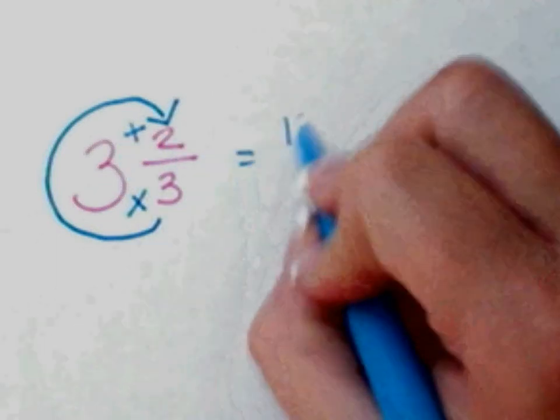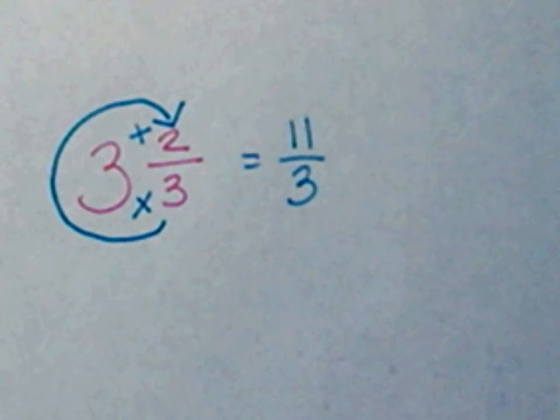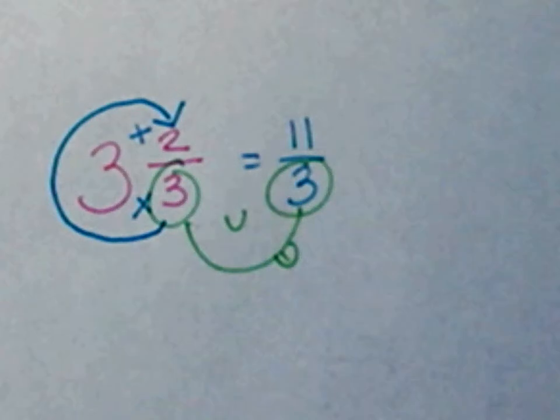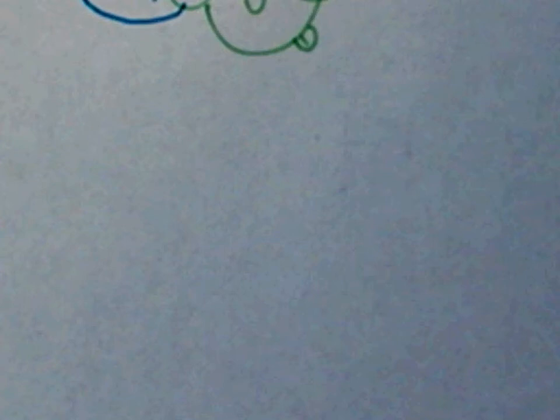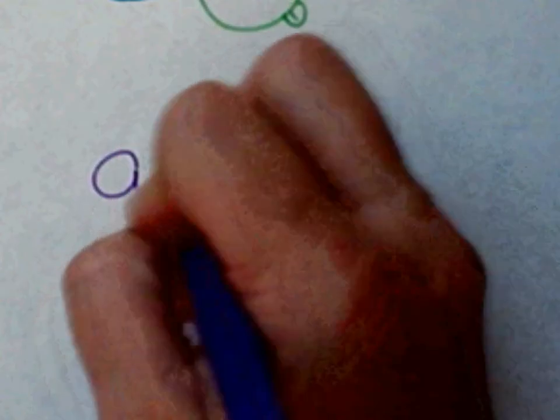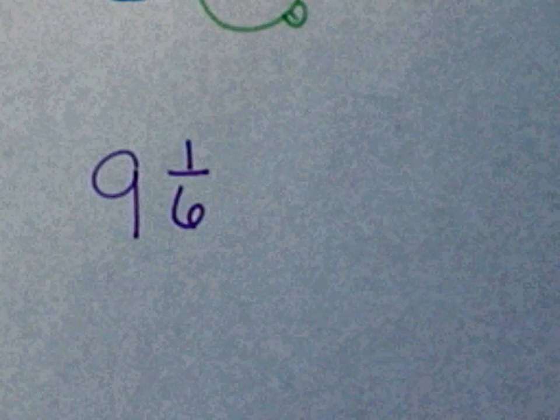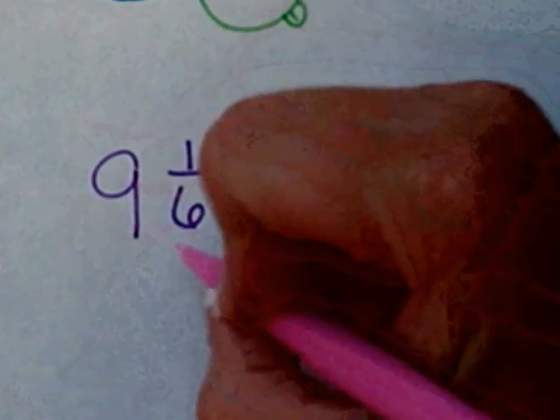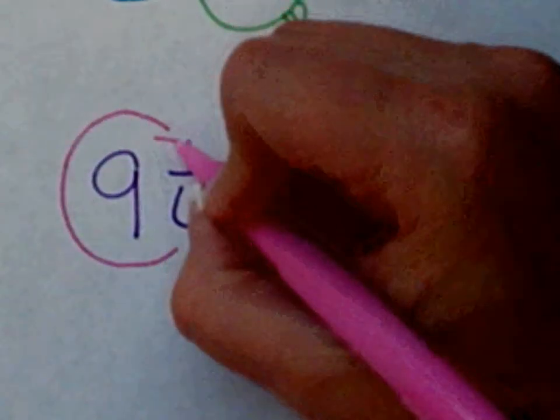As I go around, I'm going to multiply, and then I'm going to add. So 3 times 3 is 9. 9 plus 2 is 11. 11, denominator stays the same. Check, make sure it's the same. They are. Okay, let me give you one to try on your own. Let's do 9 and 1/6. So pause the video, try it on your own, and then come back and check with me.